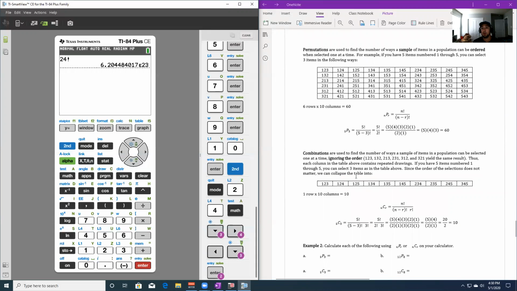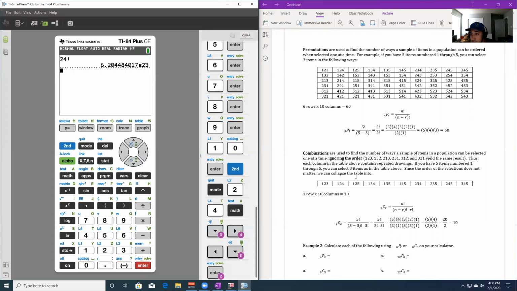Okay. Next is the definition of permutations. Permutations are used to find the number of ways a sample of items in a population can be ordered. The keyword here is ordered when selected one at a time. For example, if you have 5 items numbered 1 through 5, you can select 3 items in the following ways. 6 rows times 10 columns, you get 60, right? Okay, so there are 60 possible ways to order them.